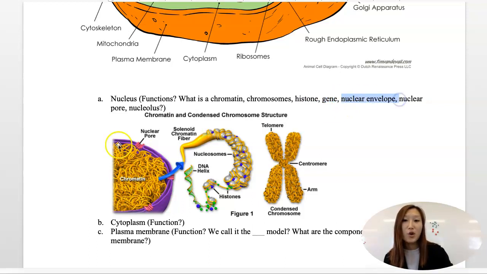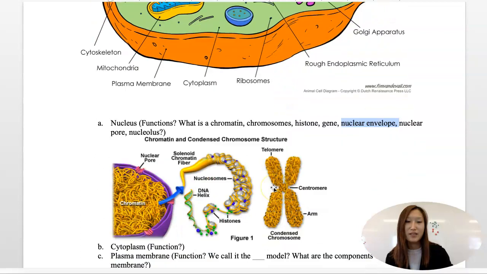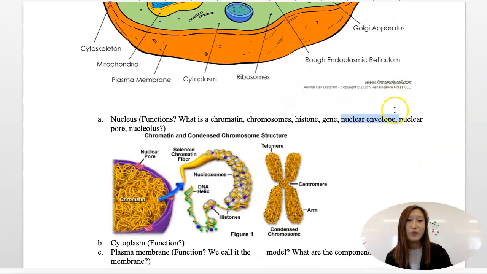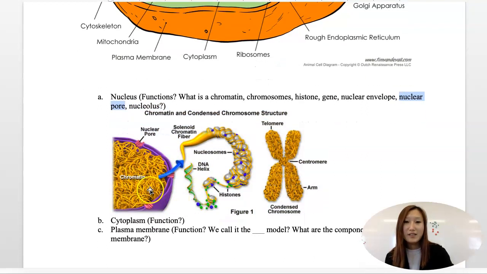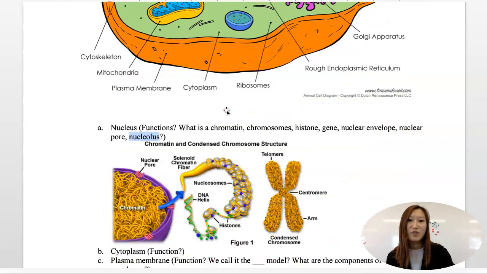The nuclear envelope is the outside membrane of the nucleus. It's made out of similar material as the cell membrane itself, so it keeps everything inside the nucleus for eukaryotic cells. We're right now just talking about eukaryotic cells. Nuclear pores are these protein channels on the outside membrane, on the nuclear envelope. These allow certain material to go in and out of the nucleus. And then we have the nucleolus, which is the very condensed region of the nucleus.